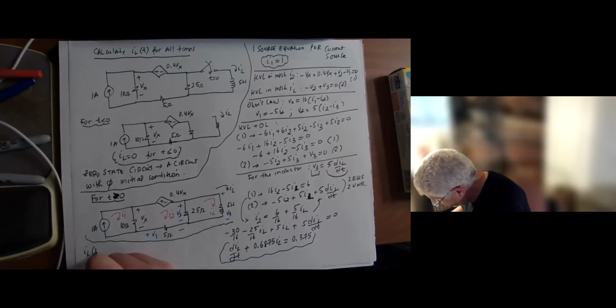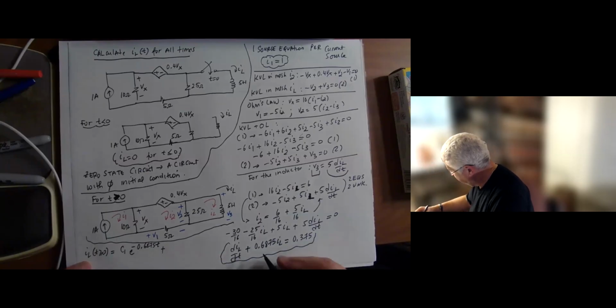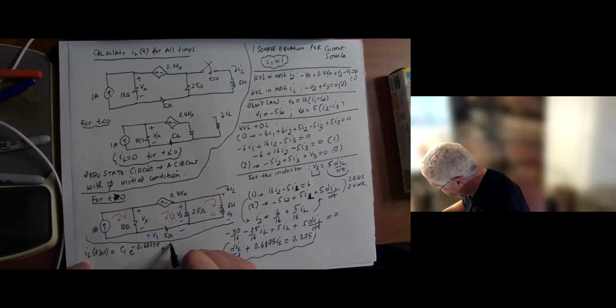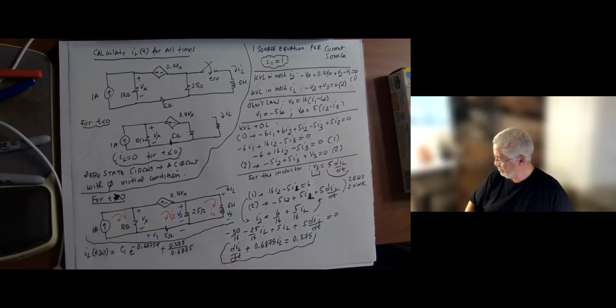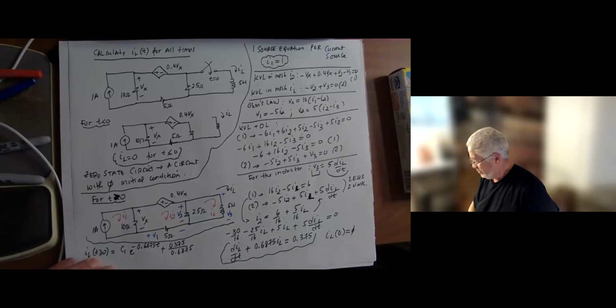So what does that mean essentially? IL for t greater than or equal to 0 is equal to C1 e to the minus 0.6875t plus 0.375 divided by 0.6875. And of course, my initial condition is IL at 0 equal to 0.